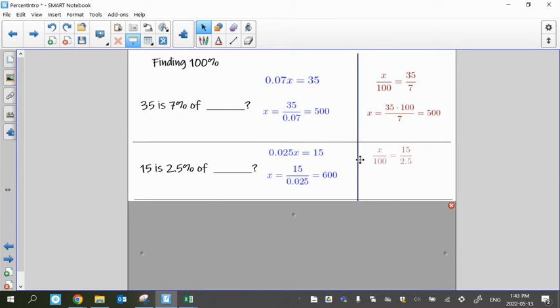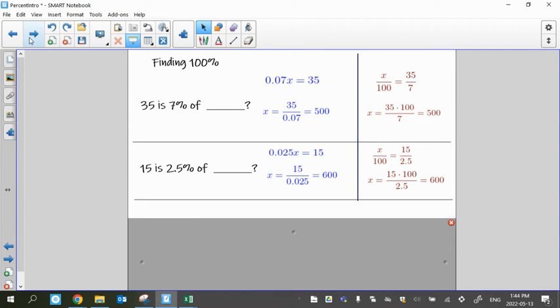Alternatively, we can follow this method that we've been doing. We're trying to find out x to 100. That would be the number we're looking for. And the ratio that we have is 15 corresponds to 2.5. Just like before, we multiply by 100 and arrive at the same answer.